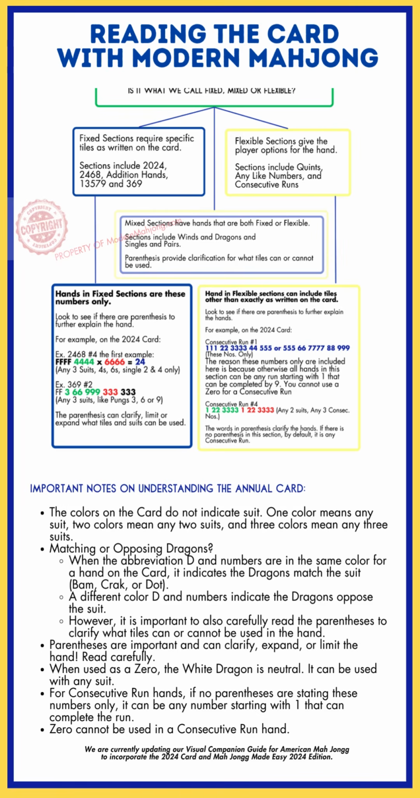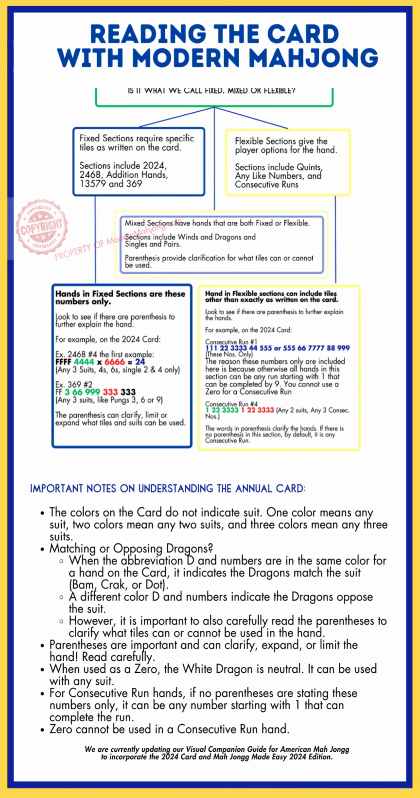The parentheses can clarify, limit, or expand what tiles can be used. In flexible sections, first look to the parentheses. Those help further explain the hands. Consecutive run by default would be any run that could be completed in that section. It can't start with 0. 0 is only used in 2024 or other as a 0 in those sections. Starting with 1, it must end by 9. And unless there's a parentheses, it could be any consecutive run.